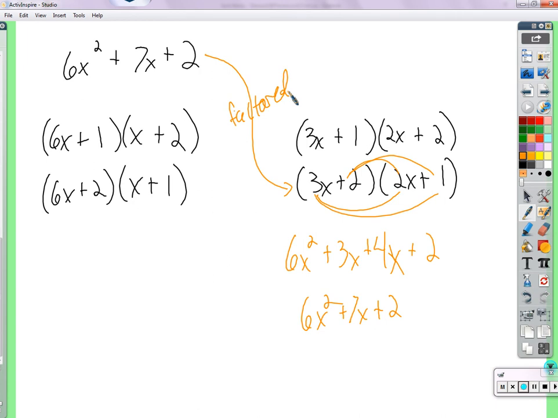Should we try another one like that, or should we increase the difficulty level? Increase the difficulty.